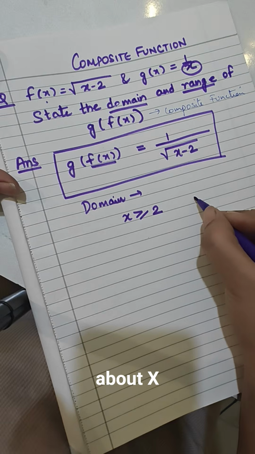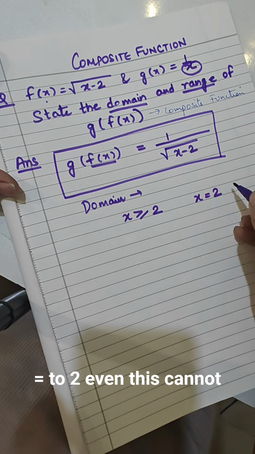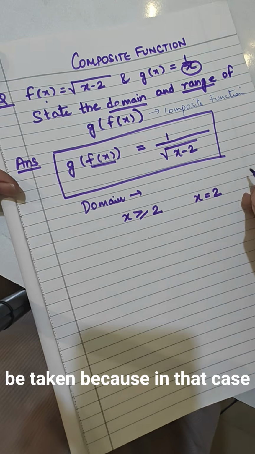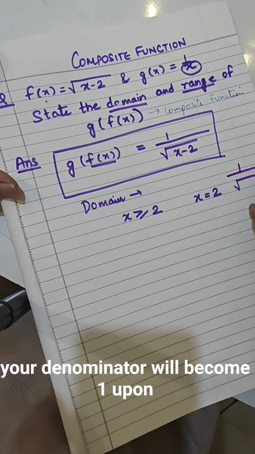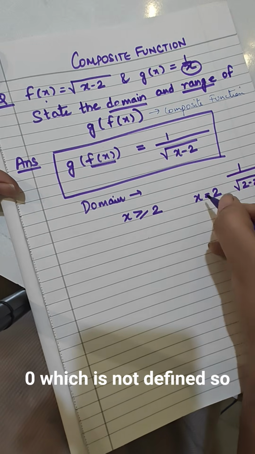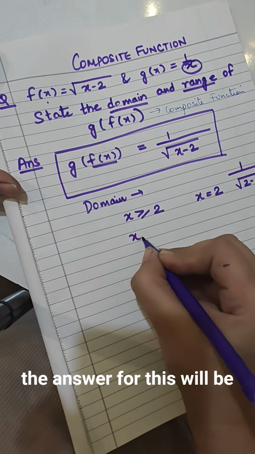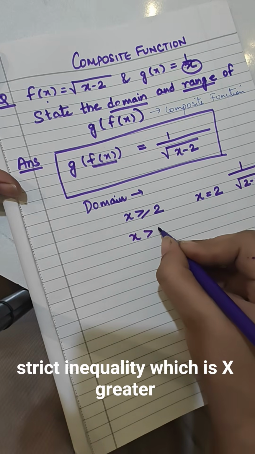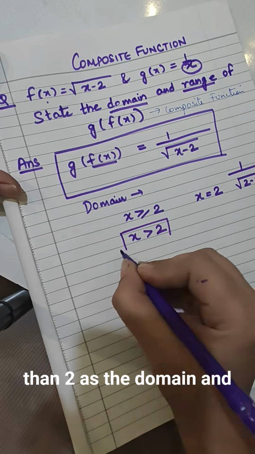What about x equals 2? Even this cannot be taken because in that case your denominator will become 1 upon 0, which is not defined. So the answer for this will be a strict inequality, which is x greater than 2, as the domain.